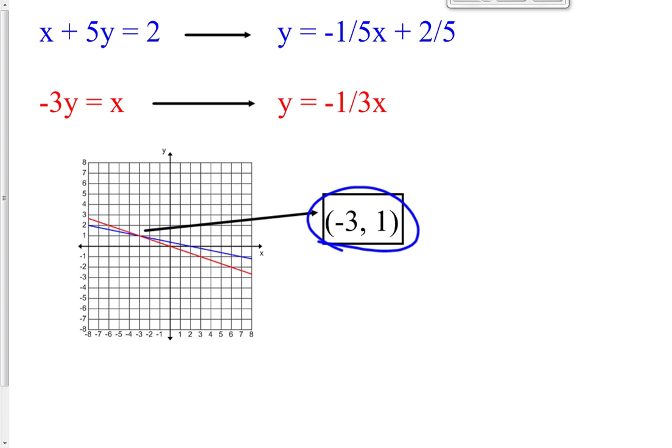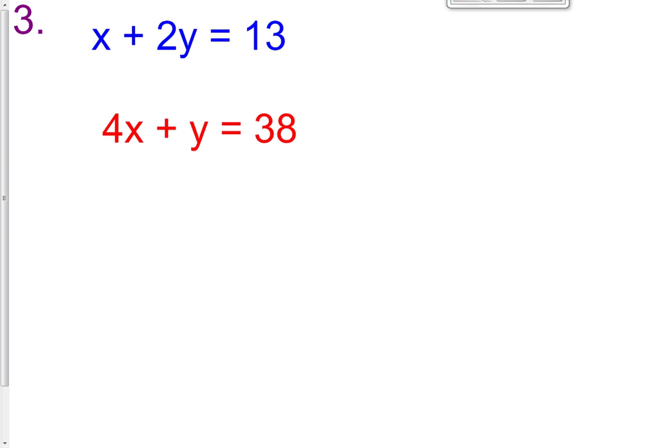All right, why don't you guys try number 3 all on your own, please, okay? Let's see what you get for problem number 3. After you've tried it, it doesn't matter which variable you got all by itself. It would be very easy to get this x all by itself by subtracting 2y. It would be very easy to get this y all by itself by subtracting 4x.